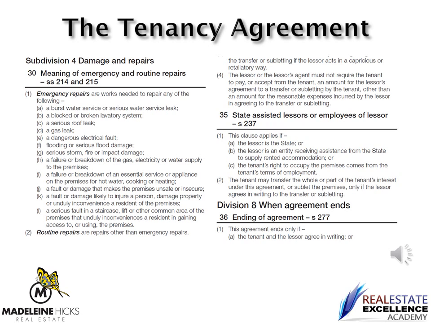Furthering on from item 18 of the agreement, please now refer to standard term 30 of the agreement, which sets out the meaning of emergency and routine repairs. Please now refer to page 6 of the agreement. Standard term 30 sets out the legal definition of an emergency and routine repair under your tenancy agreement. Standard term 30 subsection 1 sets out the emergency repair provisions.